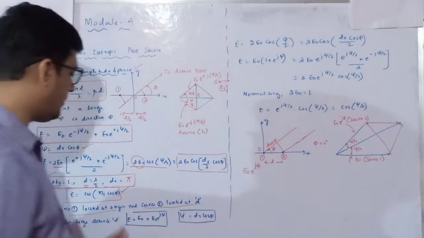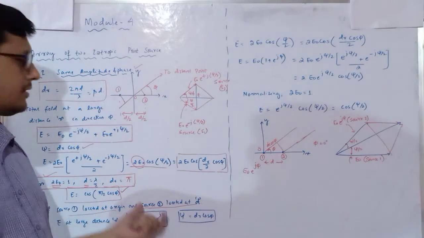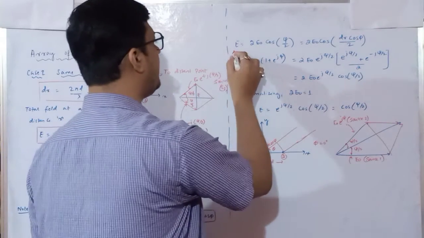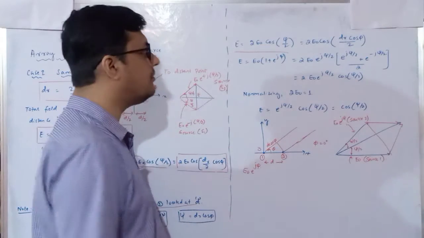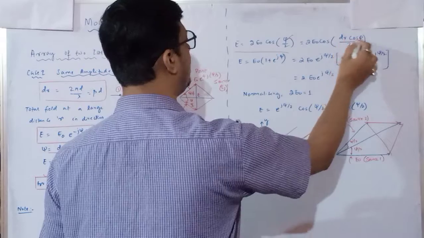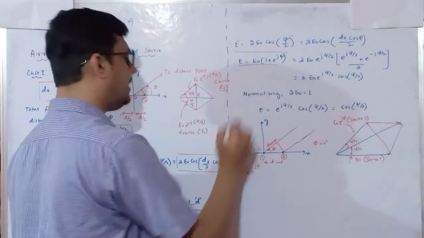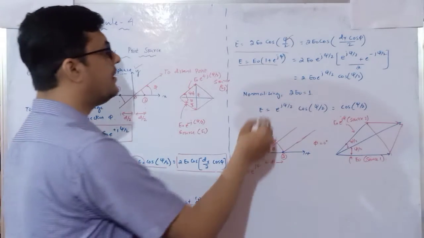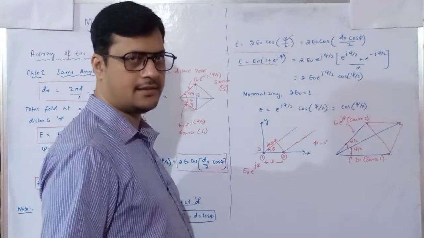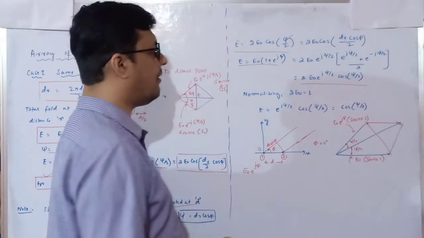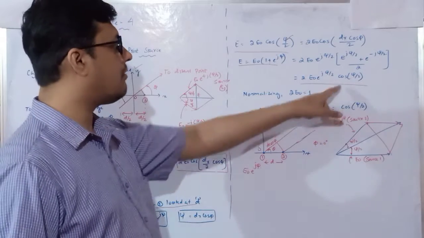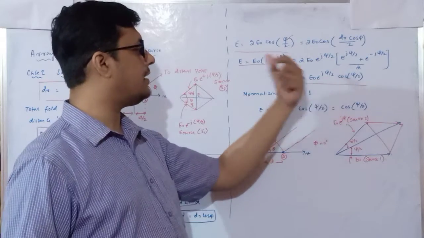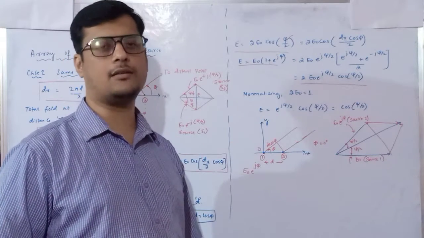Now, I need to represent this in terms of cosine. So E is equal to twice E naught cos of psi by 2, where psi is dr cos phi. E is equal to E naught times 1 plus e to the power j psi. If you simplify this, we get twice E naught e to the power j psi by 2 times cos psi by 2. The maximum value of the phase term is 1, so neglect this component, and your value becomes cos of psi by 2.